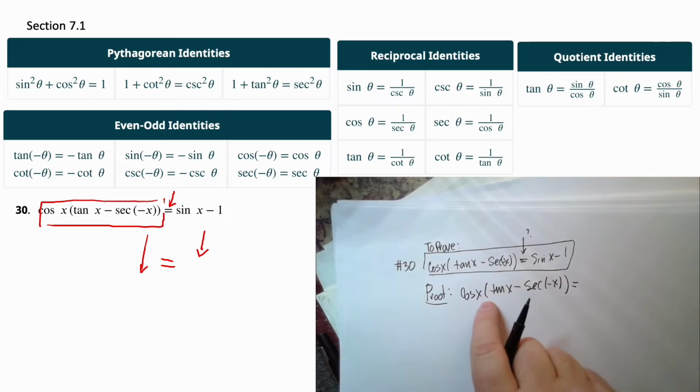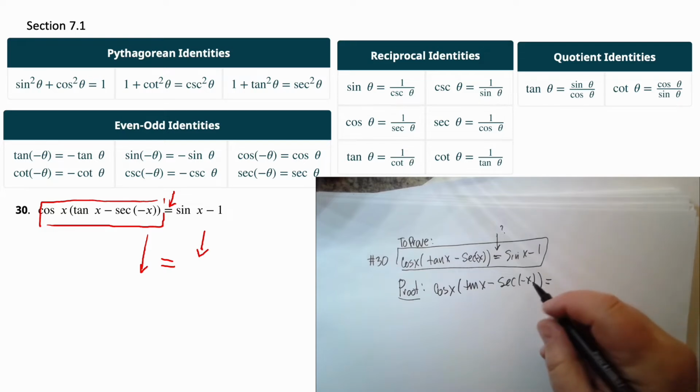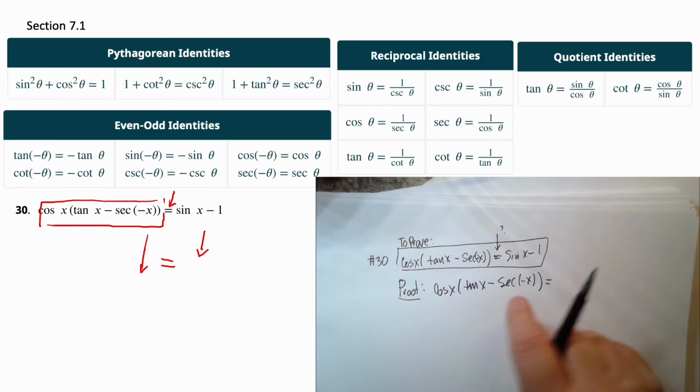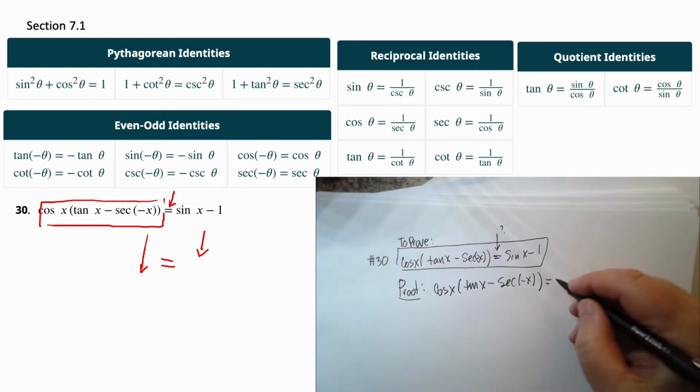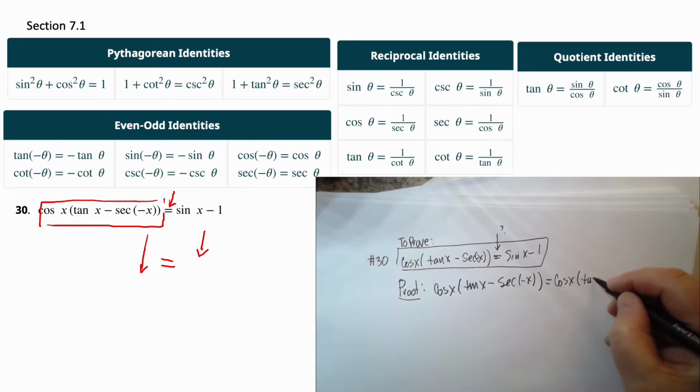Alright, so now we want to keep this as linear as possible. So if I could write this in one long line, I will. So the first thing I'll do is, if I go back, I can see that under the even and odd identities, secant is an even function. So that means I could rewrite it: cosine x times tangent x minus secant x, just like that.